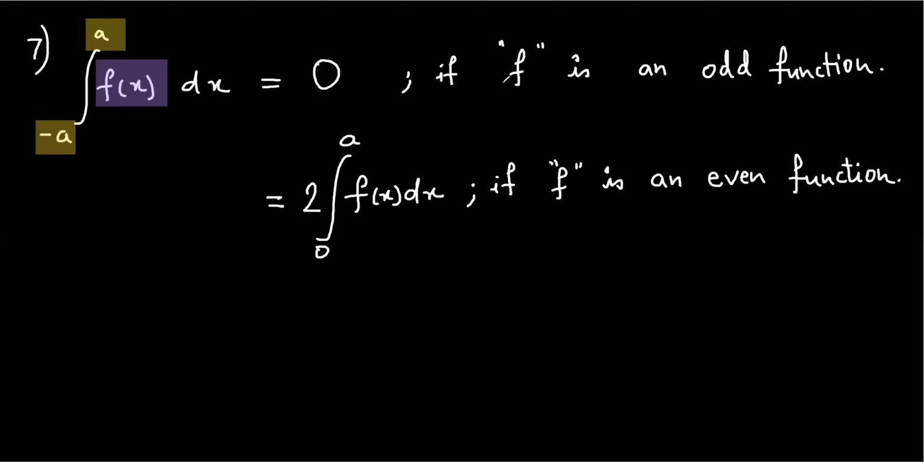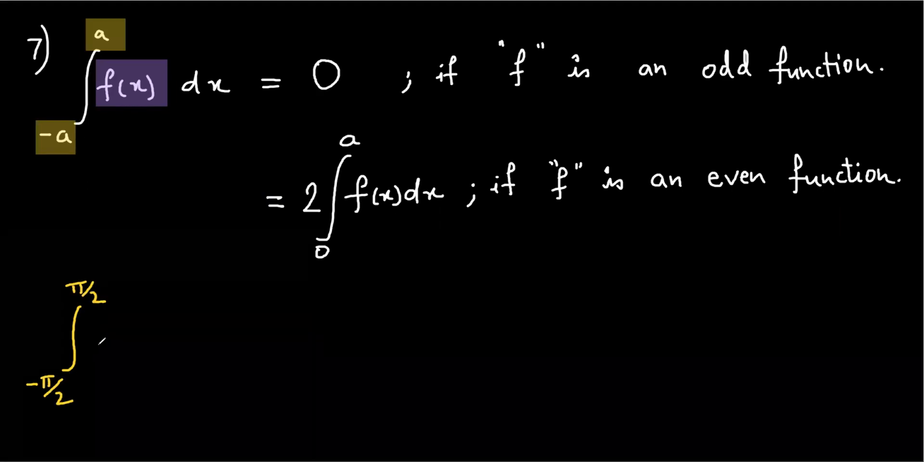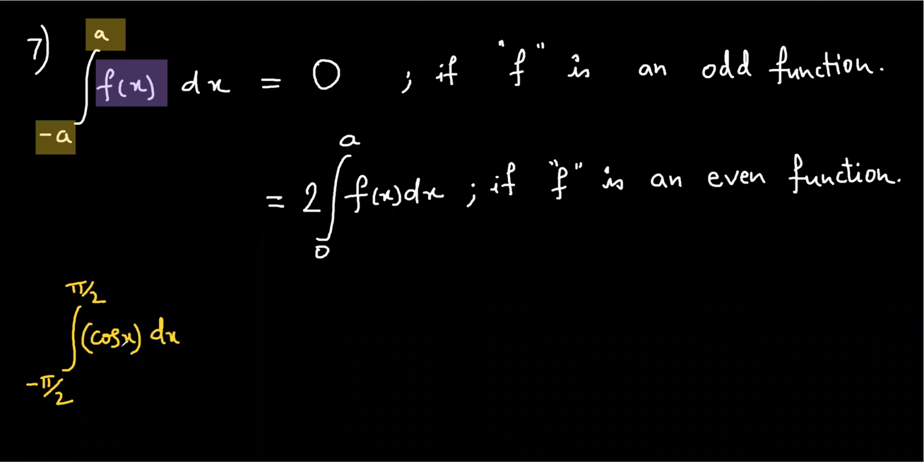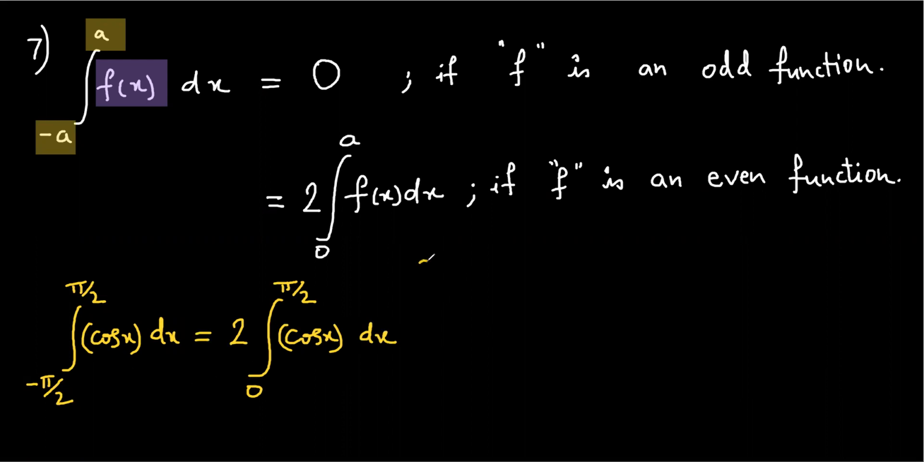So I give you an example for this. If you have minus pi by 2 to pi by 2 cos of x dx. Now, as you all know, students, cos x is an even function. This I could write as 2 times 0 to pi by 2 cos x dx. So this is an example for an even function.